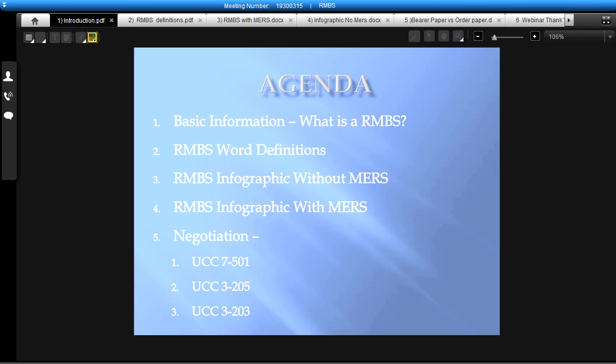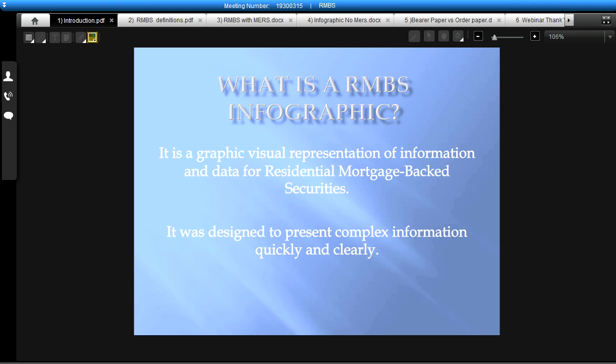What is an RMBS infographic? Well, a couple of months ago, I was asked by a number of different clients for a way to explain the chain of title analysis. So after sitting down for a couple of weeks and coming up with what I had put together, it is a graphical visual representation of information and data for residential mortgage-backed securities. It was designed to present complex information quickly and clearly.